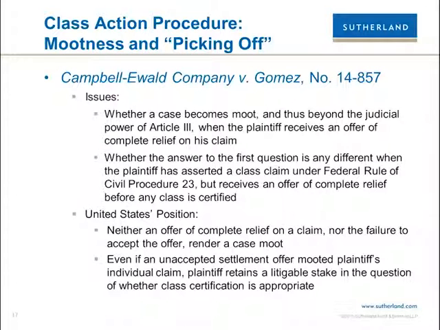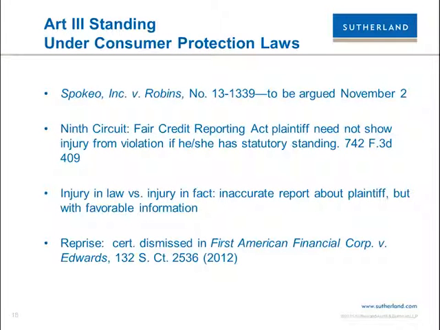So this case raises very interesting issues on the intersection of the court's standing jurisprudence and its class action procedure jurisprudence. Another case that raises those issues that Tom is going to talk about, a very interesting case, is the Spokeo case, which also raises very interesting Article III issues. Spokeo against Robbins, another Ninth Circuit case. Not surprisingly, the Ninth Circuit keeps the Supreme Court busy every term. The case has to do with Article III standing under consumer protection laws.